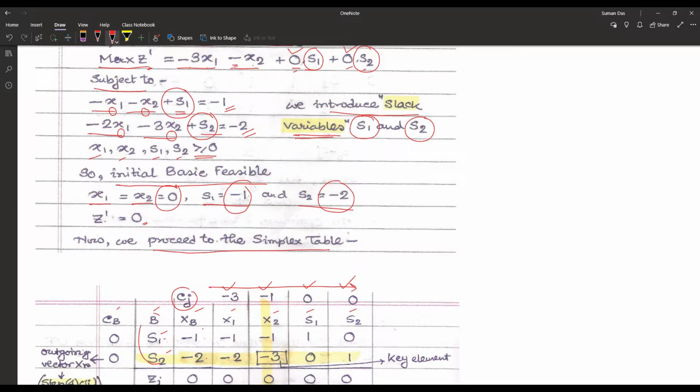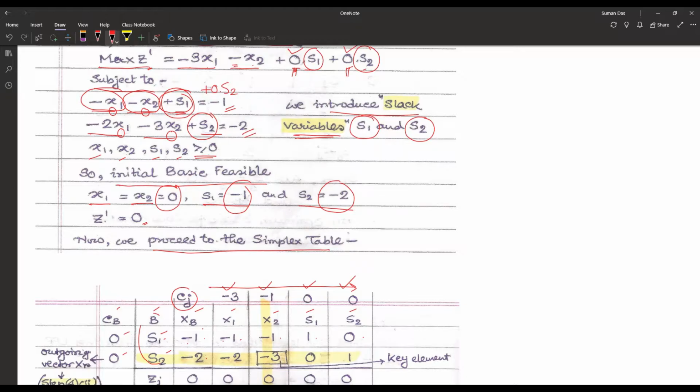The coefficient is 0, so it has been written here. And finally, the first row indicates the first constant. For x1 the coefficient is -1, for x2 the coefficient is -1, for s1 the coefficient is +1. There is no s2, so the coefficient of s2 here is 0. So we can write -1, -1, 1 and 0.